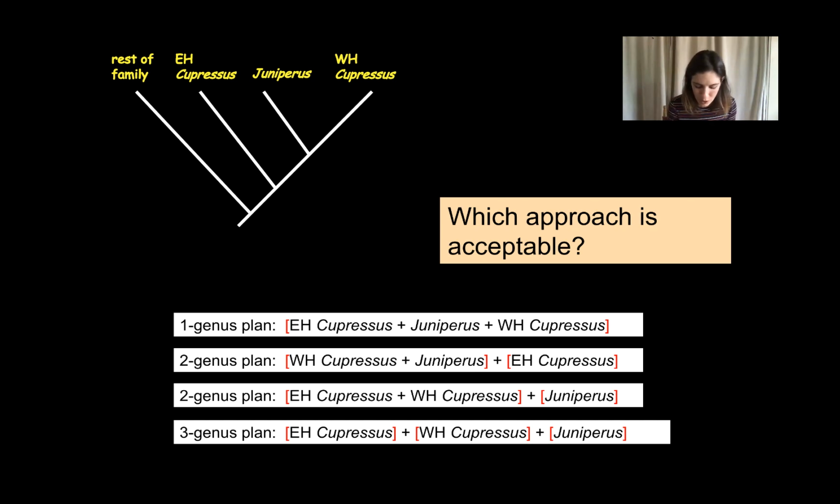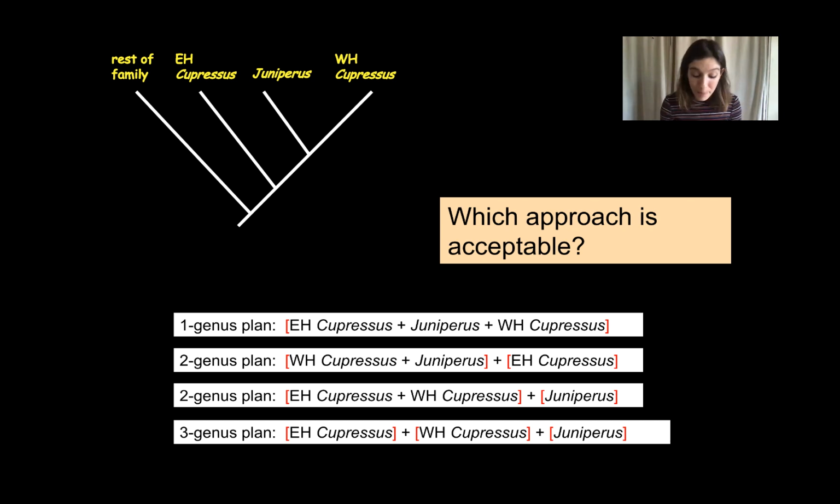And in fact, Juniperus was more closely related to our Western Hemisphere Cupressus than our Western Hemisphere Cupressus was to the other things that were being called Cupressus over in the Eastern Hemisphere. And we knew that that was a problem. We knew something had to be done. But now my question to you is, which approach here is acceptable, or which approaches are acceptable? There are multiple that work.